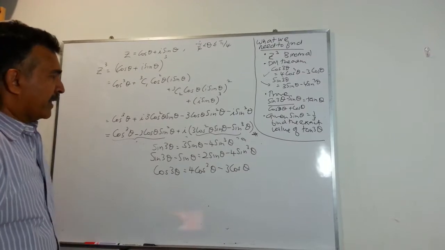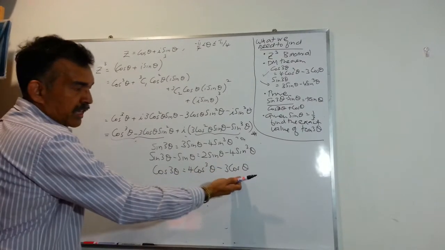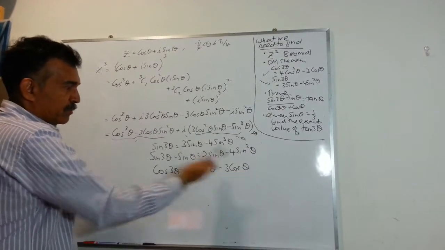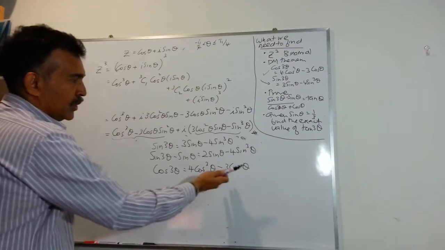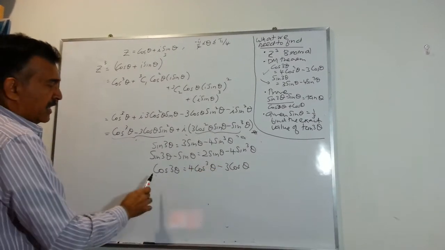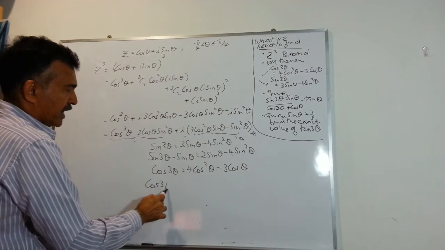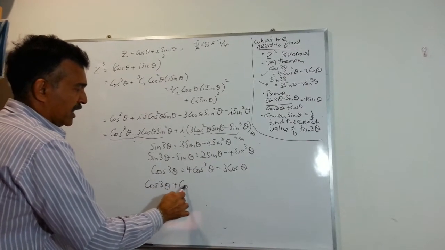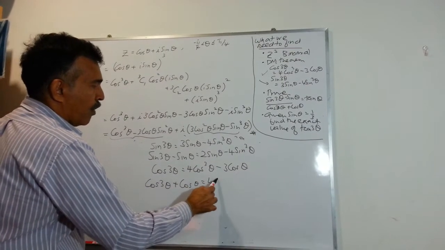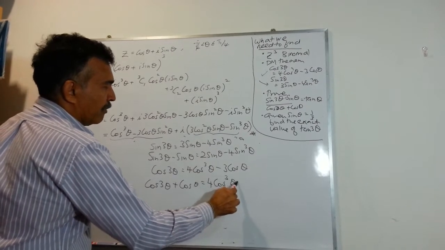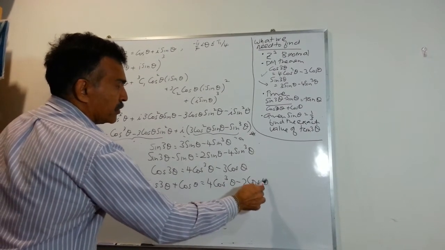So what do we do? Let's bring one of these cos theta that you see on the right hand side to the left. So when you bring one of the cos theta to the left, it becomes cos 3 theta plus cos theta equals 4 cos cube theta minus 2 cos theta. So please be careful about these things.